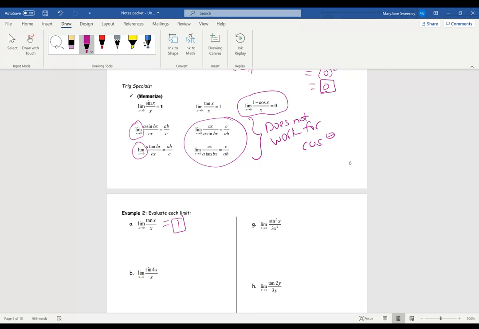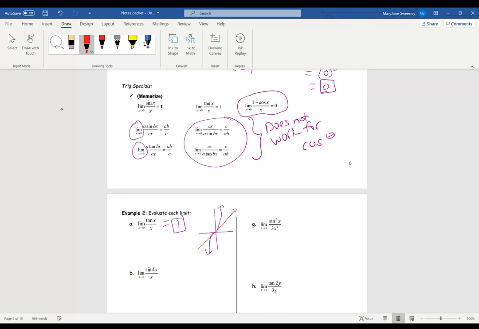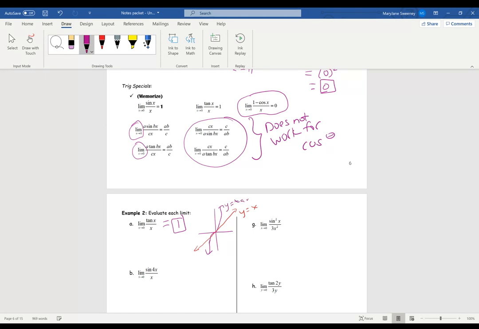And last year we did talk about why that is. Right now we could think about it graphically. So if you think of your tan graph, and if you think of your y equals x graph, right here at 0, if you zoom in on 0, you can barely tell the difference between the two graphs. So that's why if you have y equals x, which in this fraction is our denominator, and you have y equals tan x, which in the fraction is our numerator, if they're the same here at 0, anything divided by itself is 1.